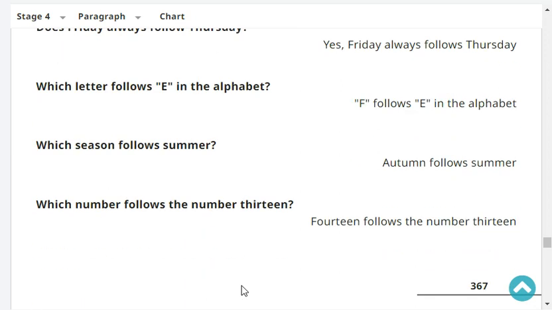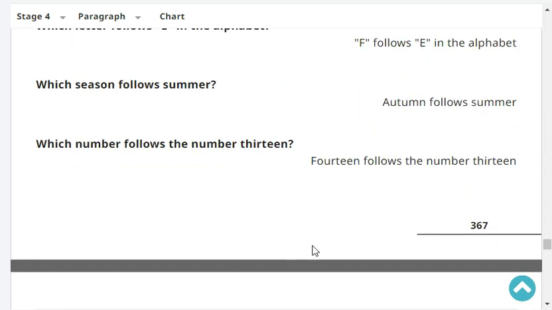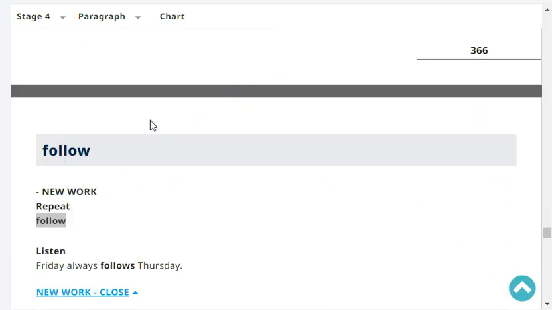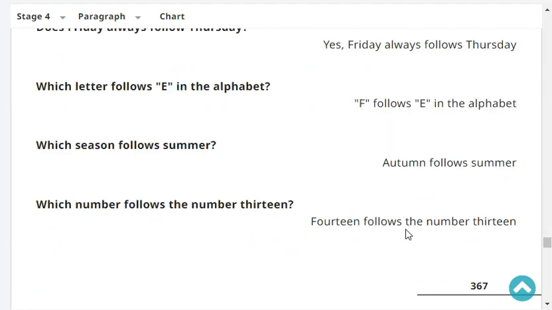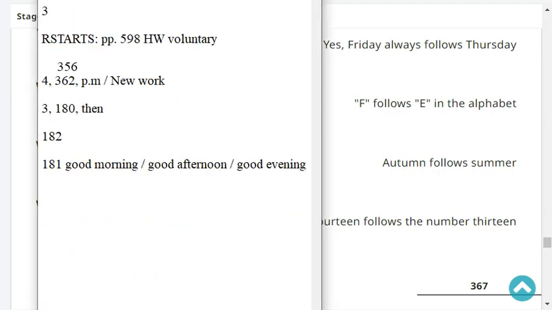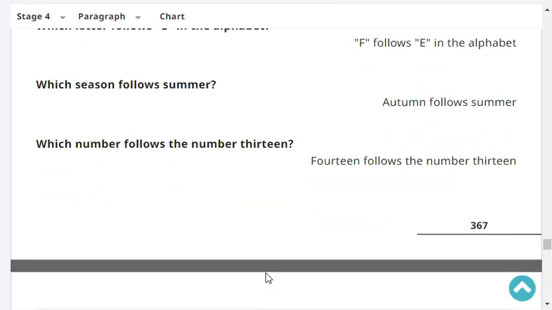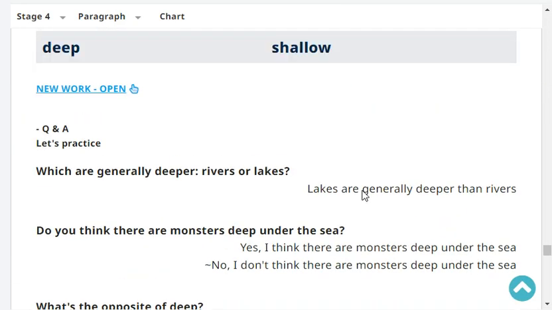Which letter follows E in the alphabet? F follows E in the alphabet. Which season follows summer? Autumn follows summer. Which number follows the number 13? 14 follows the number 13.